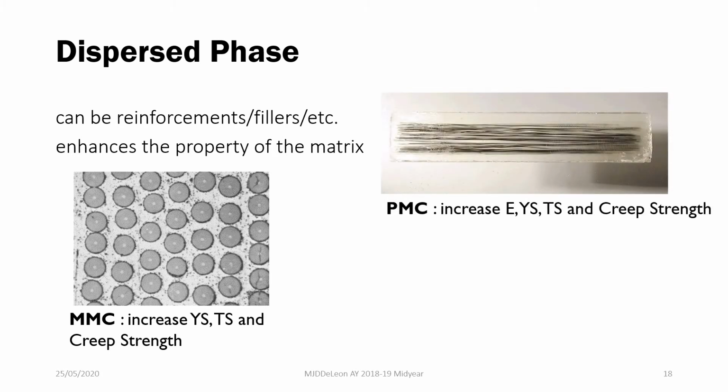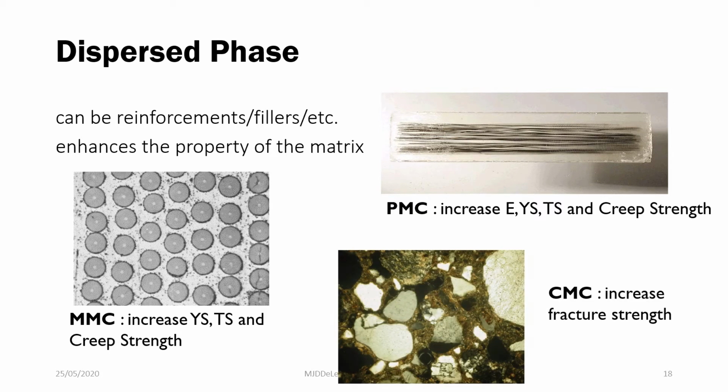In polymer matrix composites, since polymers are weak, we use our dispersed phases, let's say fibers, or fillers, or particulates, to increase the tensile strength, the yield strength, the Young's modulus, and the creep strength of your polymer. And lastly, for ceramic matrix composites, ceramics are strong, but they're brittle, so they're susceptible to fracture. So we add our reinforcements, our fillers, or dispersed phases to increase the fracture strength, to increase the life of our ceramic matrix.